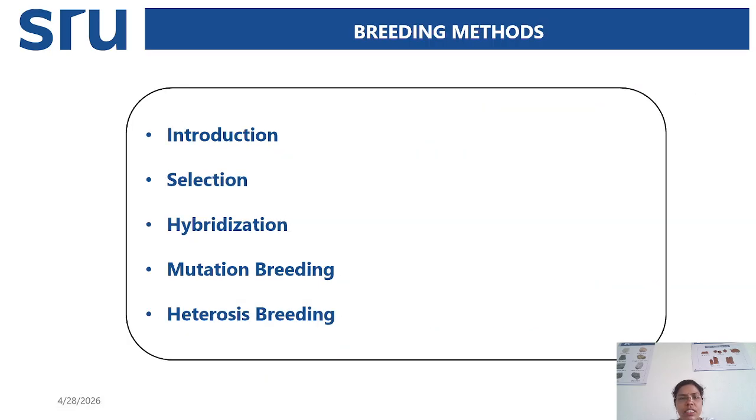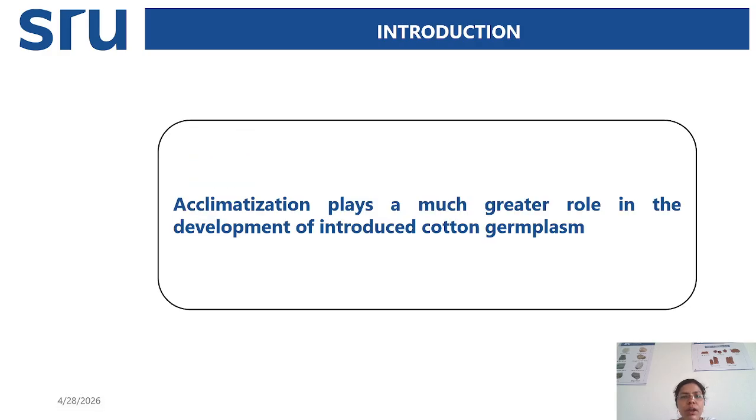And that is about the breeding objectives of cotton. Next, coming to the breeding methods. We have five breeding methods, that is introduction, selection, hybridization, mutation breeding, and heterosis breeding. Here we'll discuss one by one.